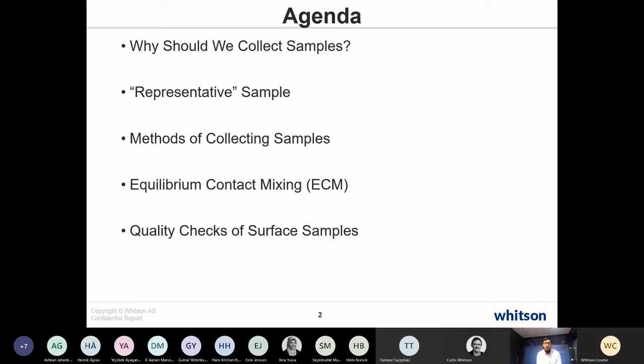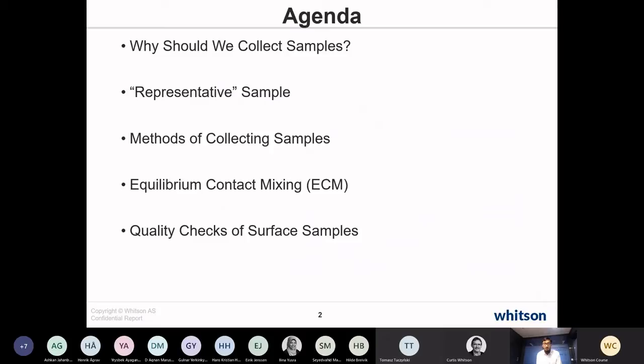And then we are going to discuss the definition of representative samples versus non-representative samples. That's a common misconception in the industry, so we will try to answer some questions there. And then we will briefly touch upon the methods of collecting samples and what the challenges are. So for example, separator samples versus bottom hole samples versus the open hole formation testing.